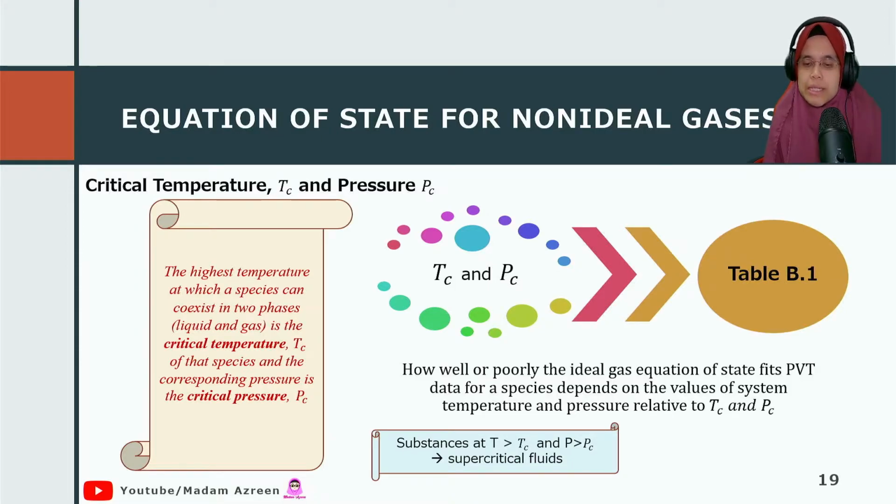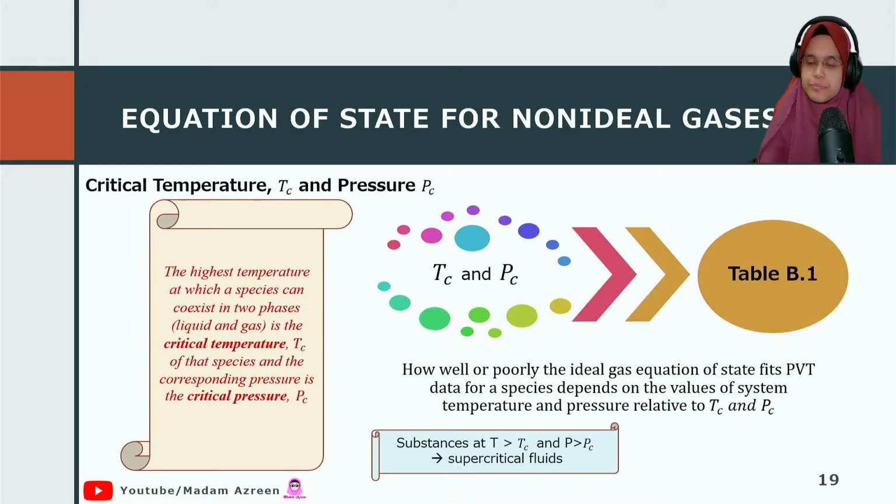The details about critical temperature and pressure, and the phases, we're going to learn in the next topic, which is multi-phase. So don't worry so much if you are still blurry about what I'm talking about. Okay, but here I want to tell you that PV equals nRT really depends on the critical temperature and the critical pressure.